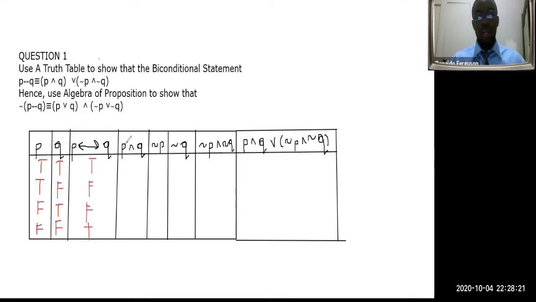Then we need P and Q. P and Q is true only when both P is true and Q is true. So right here is true for P and Q. Everywhere else is false. Now the next thing we need is not P. Not P is going to be false, false, true, true. That's not P. And so then we need not Q. Not Q is false, true, false, true.